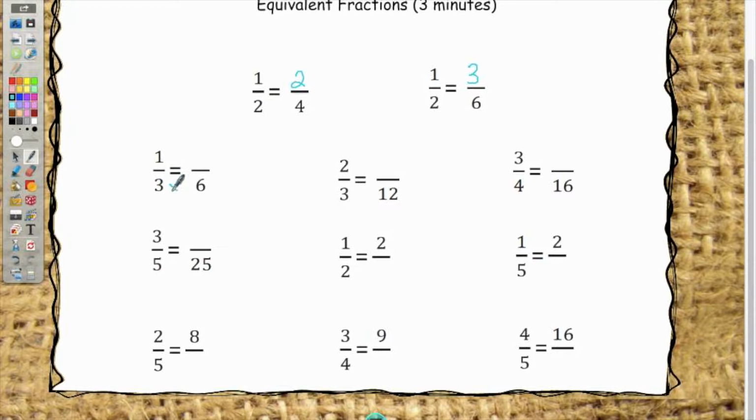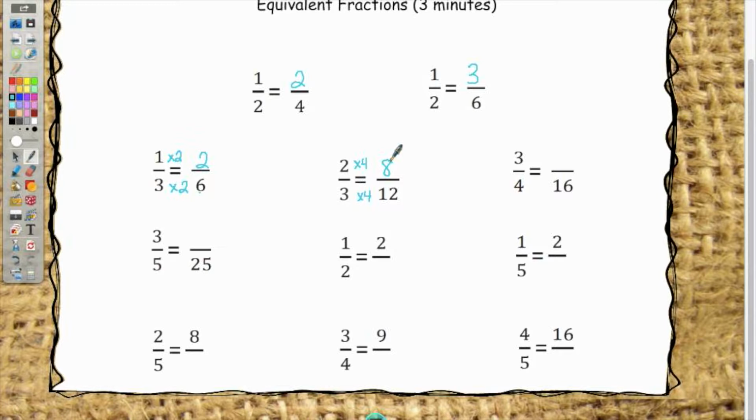3 times 2 equals 6. So 1 times 2 equals 2. Okay? 3 times something equals 12. 4. So 2 times 4 equals 8. Okay, I'm going to pull sticks. You think you can handle this? Yeah. Okay, so give me an answer when you do this. I want you to say 4 times something equals 16, and tell me what the something is, okay?